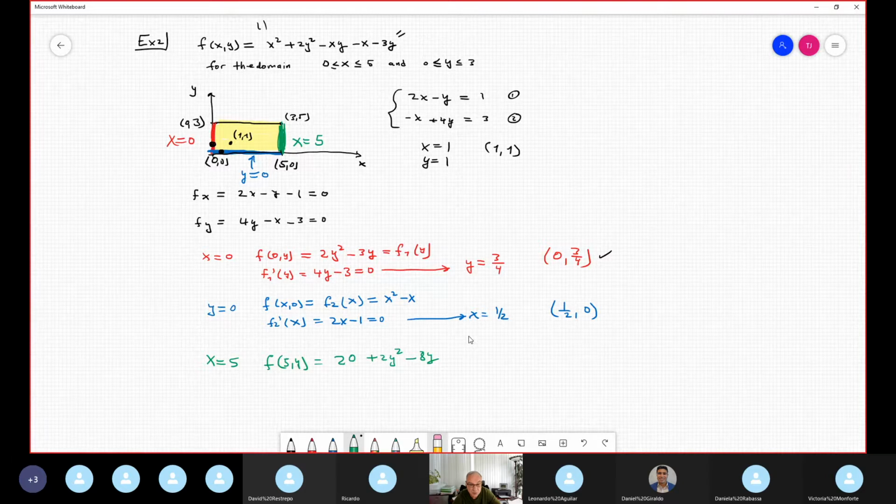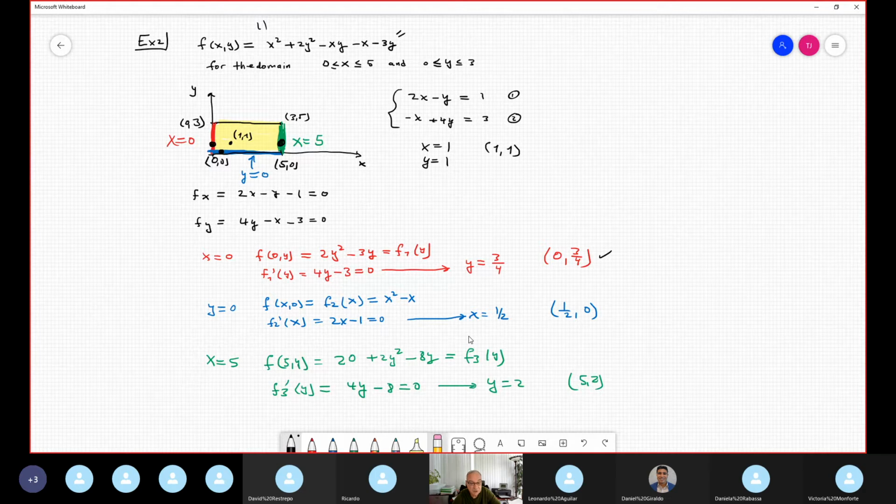Okay, 5 minus 3 is minus 8, and 5 squared is 25, 25 minus 5 is 20. Okay, now you call this function f3, depending only on y, no? And you differentiate that function because I want to find the maximum or minimum, no? So 4y minus 8 equal to 0. Now solving this, y is 2. So the point is (5, 2). Another potential point to investigate.